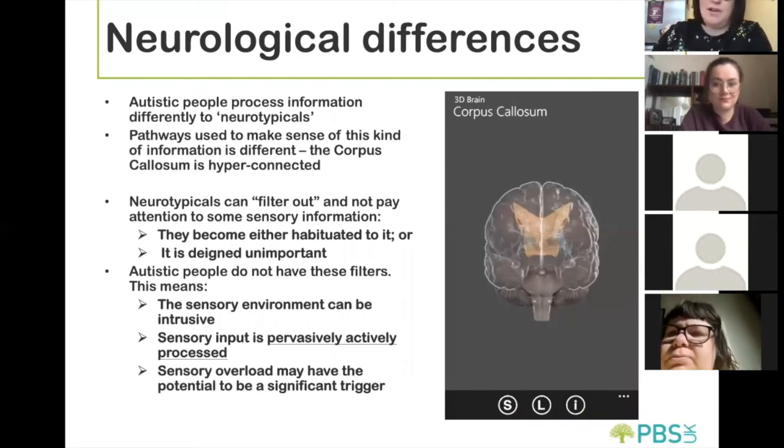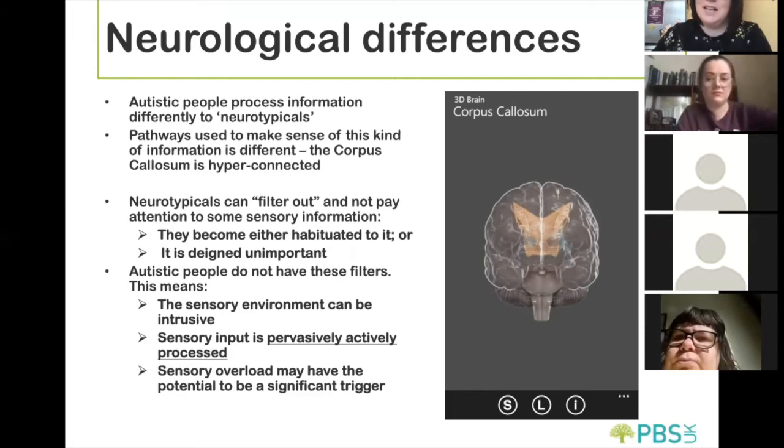So that was Carly and Carly's Cafe. So we're going to move forward to think a little bit more specifically about some of the sensory differences that people might experience and some of the reasons behind that. So this slide is about some of the neurological differences. There's been ongoing research around autistic people and some of the differences that might be going on in their brains.